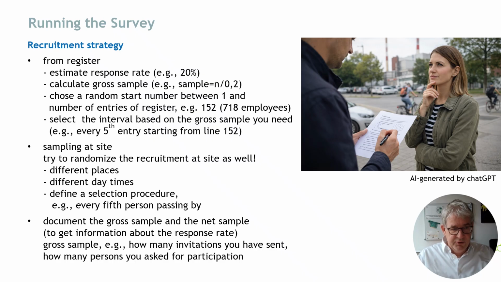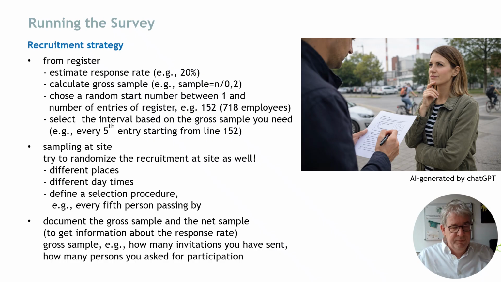The next step then is the recruitment strategy. We have to distinguish whether you have a register available that you can use for the sampling, and base it on your estimated response rate, so from how many persons you contact, how many will reply. A typical response rate is maybe 20%, for example, from our experience. You can calculate the gross sample, so how many people you have to contact to get enough persons at the end as your net sample for your analysis.